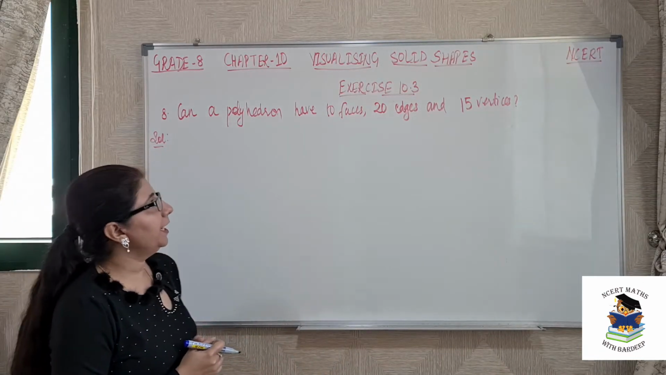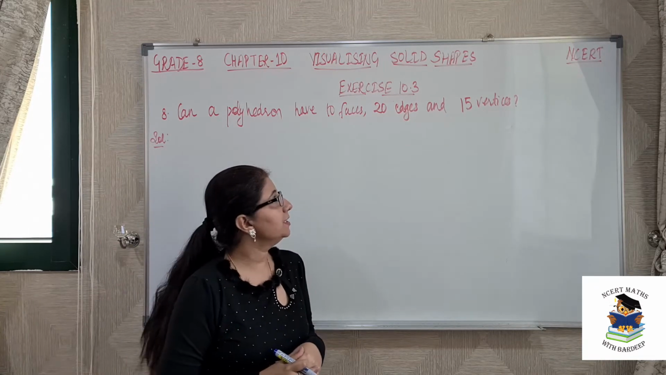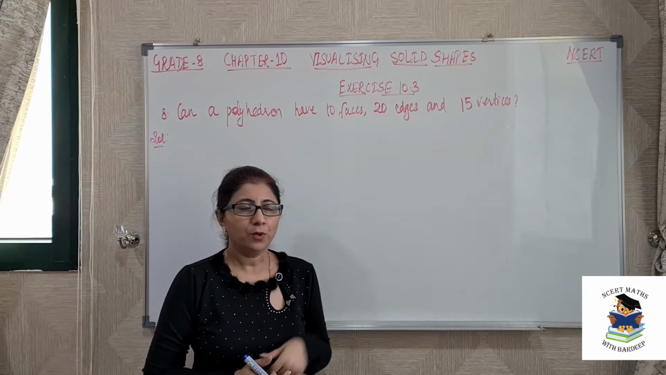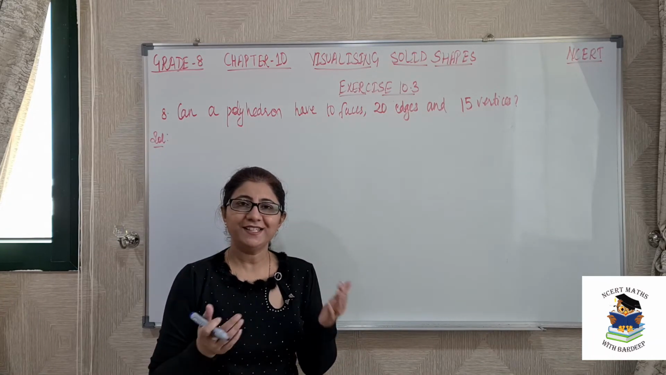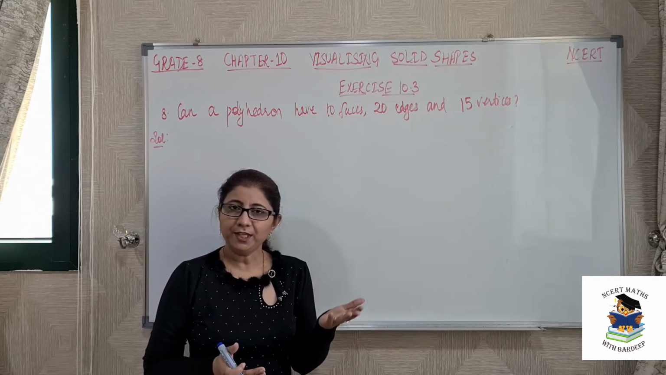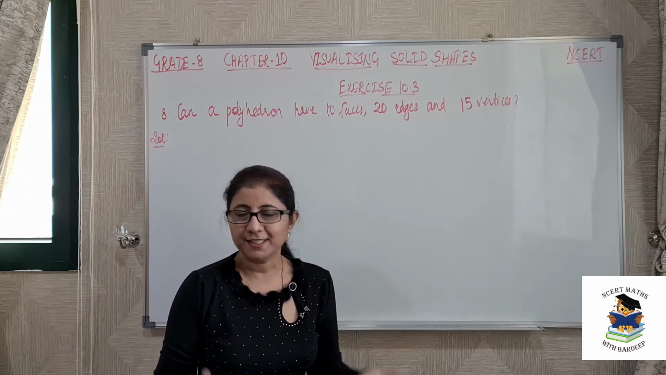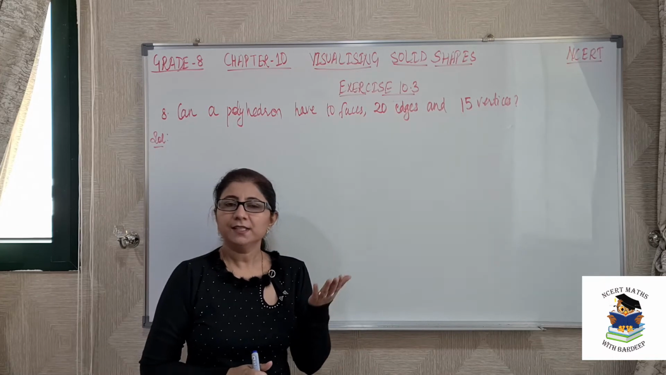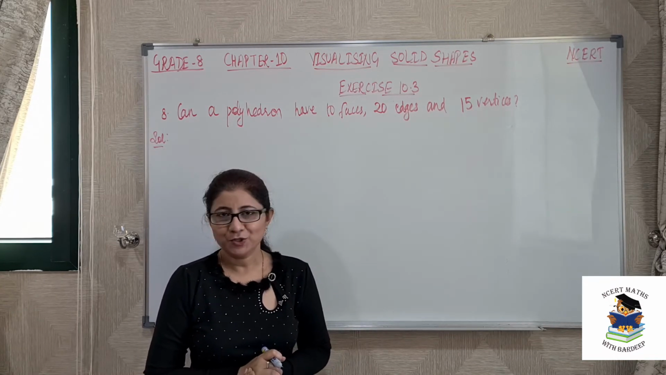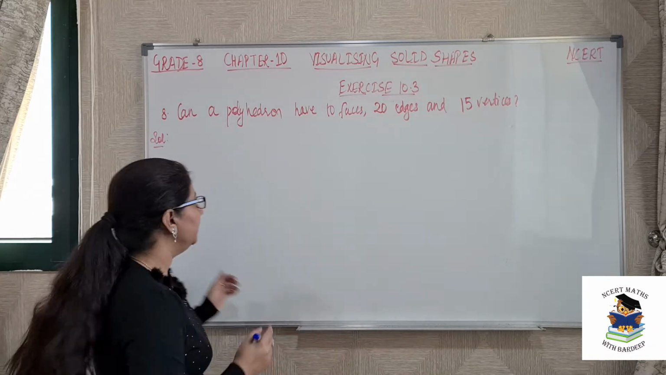Can a polyhedron have 10 faces, 20 edges and 15 vertices? So again we will use our Euler's formula. Put these values and see whether left hand side is equal to right hand side or not. If they are equal, we will say yes, this can be possible. But in case left hand side is not equal to right hand side, we will say that this is not possible. So let's see.